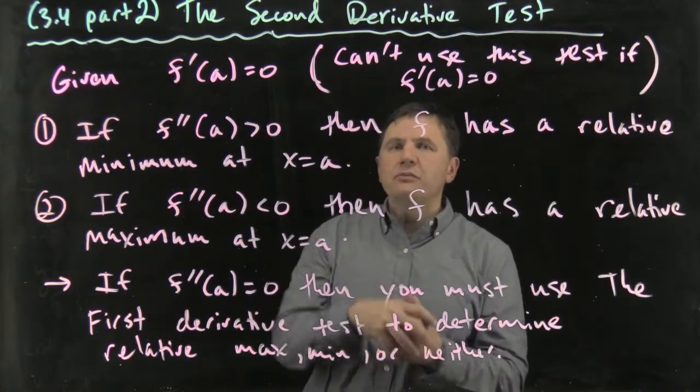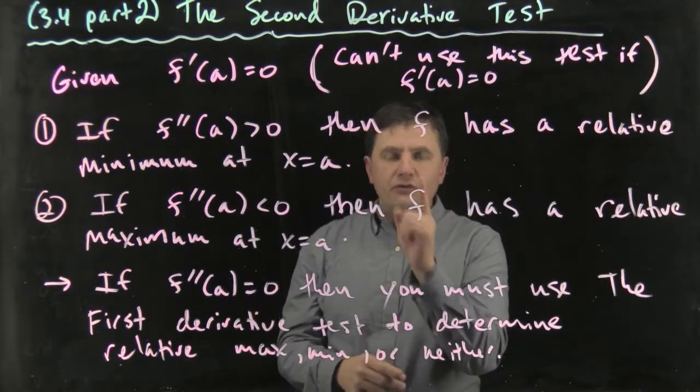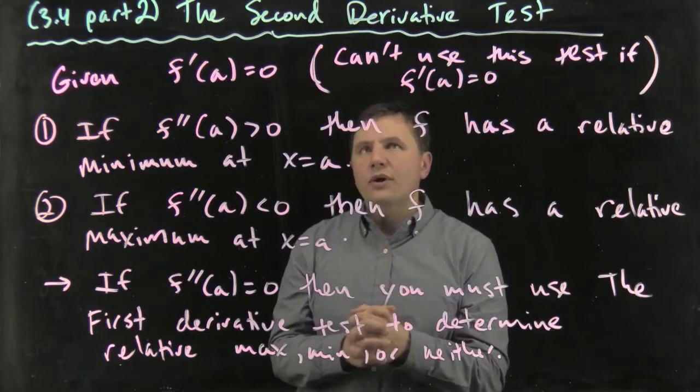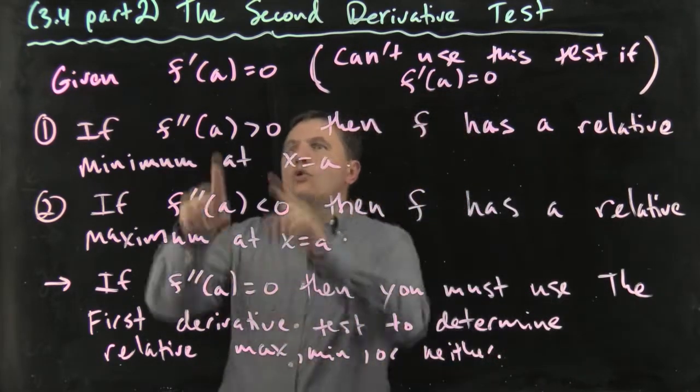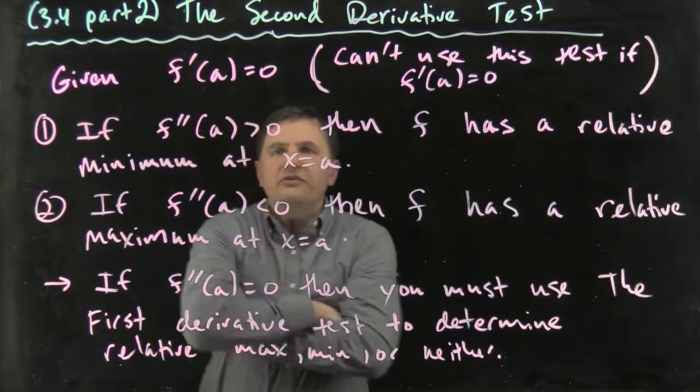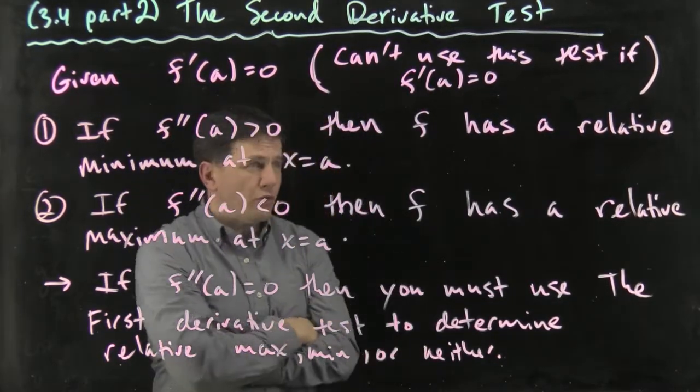The nice thing about this particular test is we can use information from a single point to determine whether we have a relative max or min. Now, first of all, this only works if our critical point is specifically coming from our derivative equals 0.